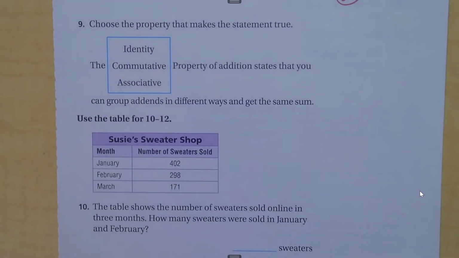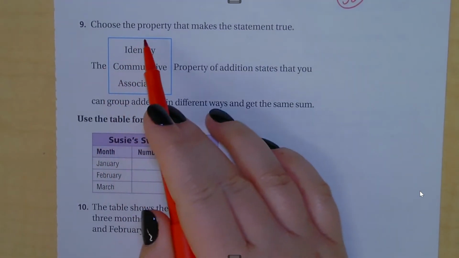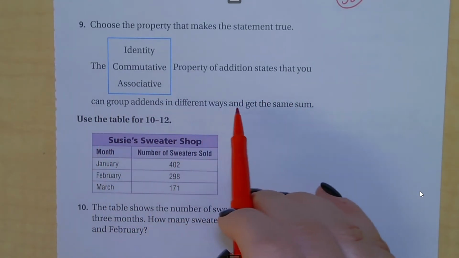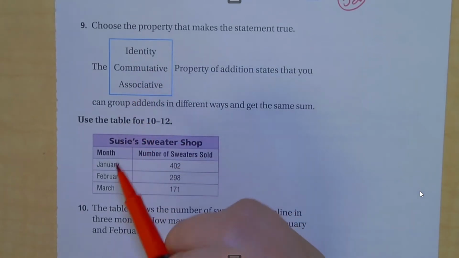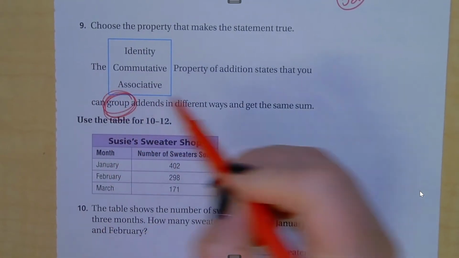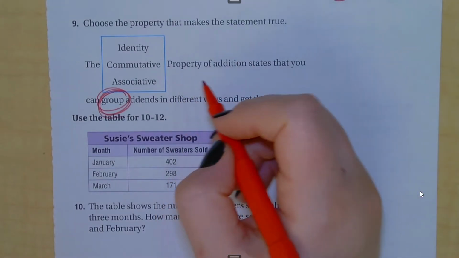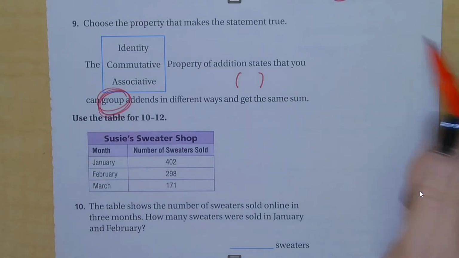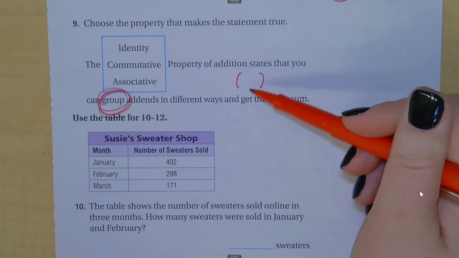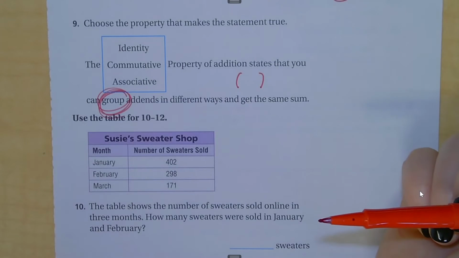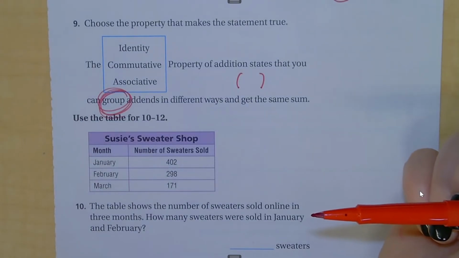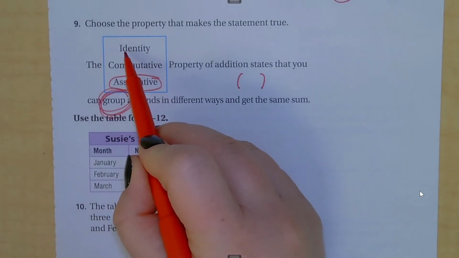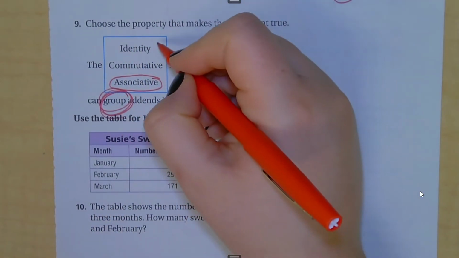Choose the property that makes the statement true. The blank property of addition states that you can group addends in different ways and get the same sum. Group. Remember when we learned about grouping things, we group them with parentheses, right? Which of these properties uses parentheses to group addends in different ways? Associative property. Good.